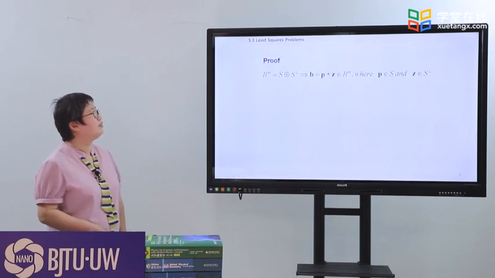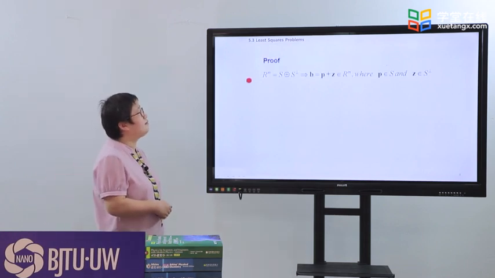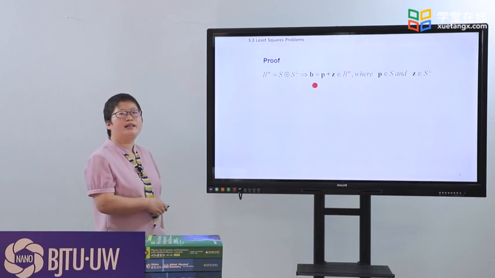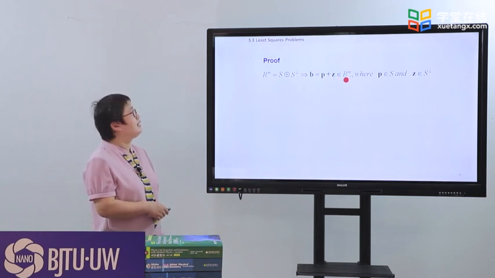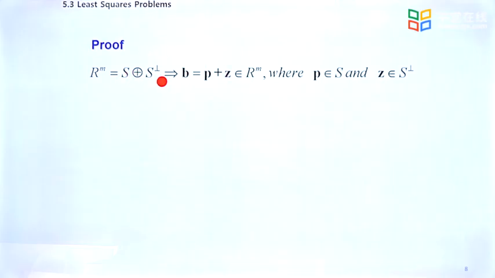So we see the proof. Because Rm, this m-dimensional Euclidean space, can be written as a direct sum of S and its orthogonal complement, this means any vector b in Rm can be written as the sum of two parts. The first one is p, where p belongs to the subspace S. The second part is z, where the vector z is in S orthogonal complement.